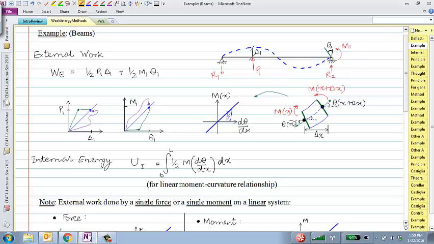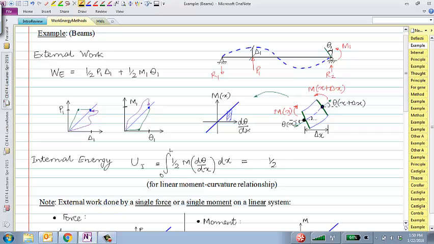That's the total energy stored in a beam. Total internal energy stored in a beam. How do I calculate that? Just take the bending moment diagram M, take the curvature diagram d theta over dx, which happens to be M over EI, and just integrate it over 0 to L. That's your internal energy stored in a beam.